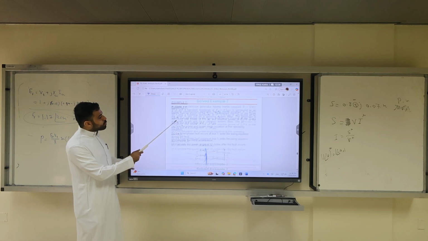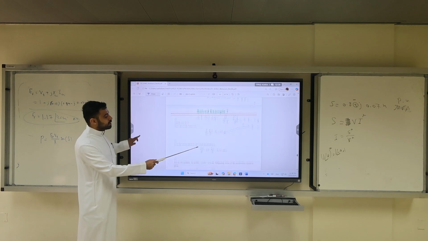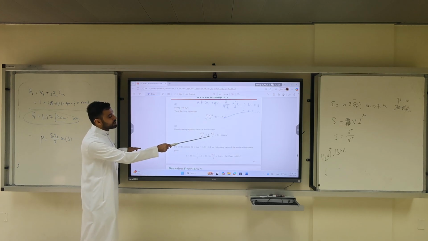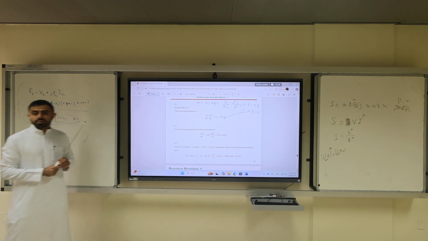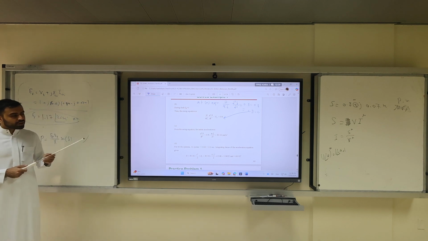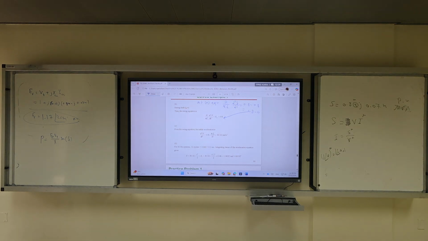Part C, now we wrote the equation. Part C is calculate the initial acceleration. You have to calculate this delta, which is 0.8 times pi 60 over H, which is 13.16 radian per second squared. 13.16. Can anybody convert it to degrees? It's 180 over pi times 30.16, which is 1,728.